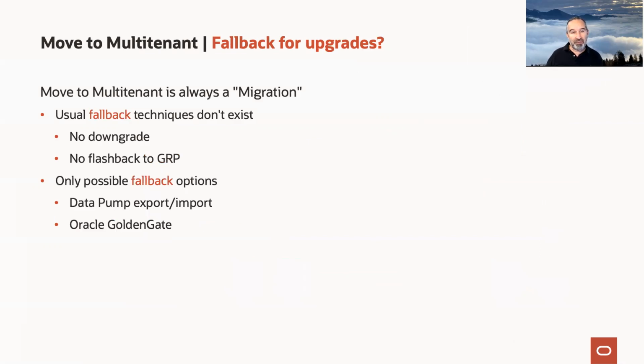So fallback for upgrades: move to multitenant is always a migration. That's why I call it a migration. It's not an upgrade, it's more than that. And so the usual fallback techniques don't exist. No downgrade, no flashback to a GRP, only for the upgrade exists. Your possible fallback options: Data Pump export/import, GoldenGate on top, or if you accept this as an alternative, the unplug back into the source version, but now you are still a PDB and you will stay there.